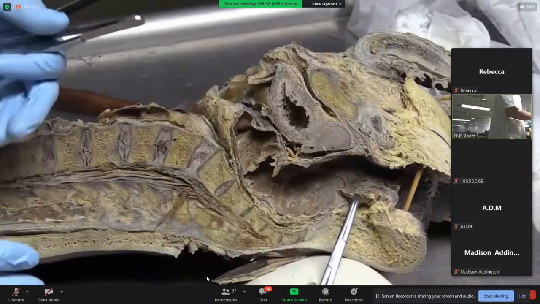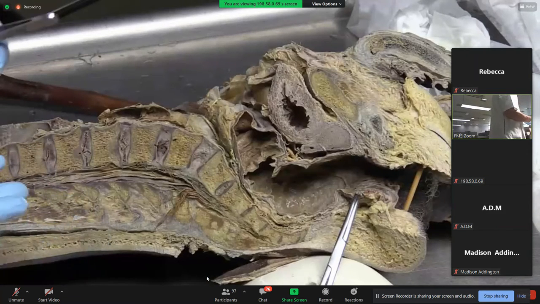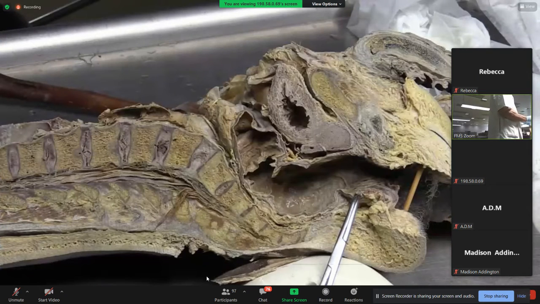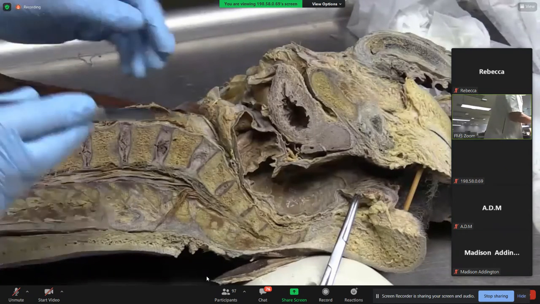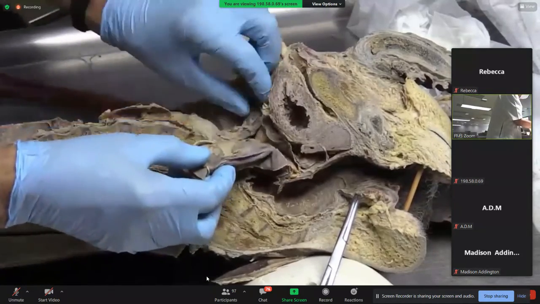Tinea coli now becomes a continuous layer, the outer longitudinal muscle. So you have mucosa, submucosa, muscularis externa, which is the internal circular muscle and the outer longitudinal muscle. And then most of the rectum, as you can see, is actually extraperitoneal.